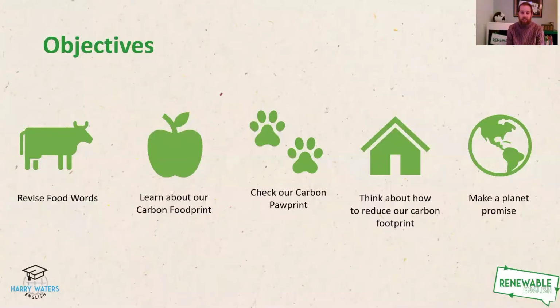Here are today's objectives. We're going to revise some food words. We're going to learn about our carbon footprint. We're going to check our carbon pawprint. Something we often forget is our animals. What are they doing to the planet? And what can we do to help it? We're going to think about how to reduce our carbon footprint, and then, like with every lesson, we're going to make a planet promise. And as always, there are going to be some top tips coming at you from the good ladies in my family.